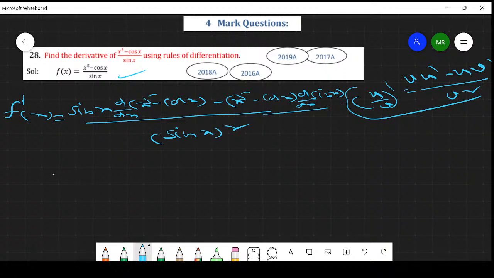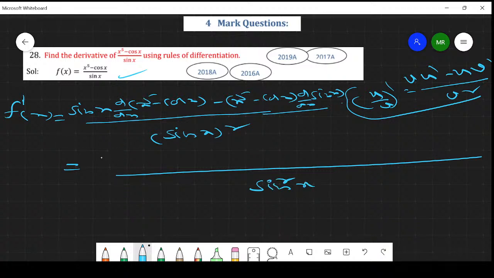Sin x, quotient rule. I have taken this with the denominator sin square x. Here you can see I can write sin x into the derivative of x power 5, 5x power 4, minus the derivative of cos x, which is minus sin x, so it will be plus sin x, minus x power 5 minus cos x into the derivative of sin x, which is cos x.